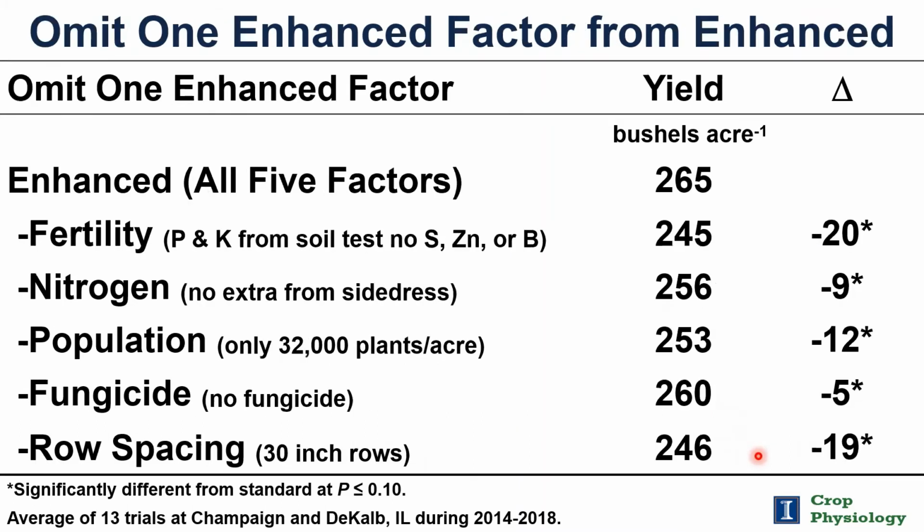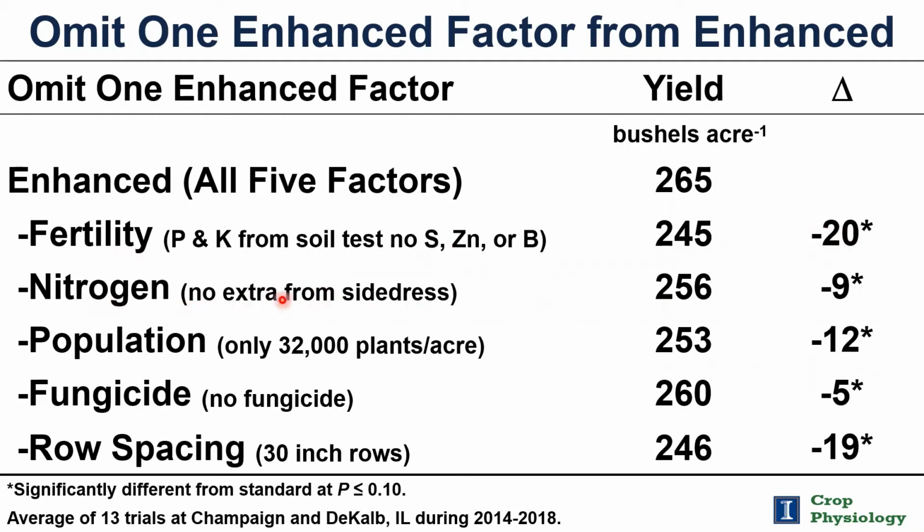Now, when we look at omitting any one factor from the enhanced system, so this is our overall enhanced system, all 5 factors, 265 bushels, but we're going to omit one factor at a time. So first we're going to omit fertility. So we have everything else in place, the high density, the nitrogen, the fungicide, the row spacing, but we're just going to omit the P and K fertilizer. We forgot to put it out. We lost 20 bushels when we omit the banded fertilizer.